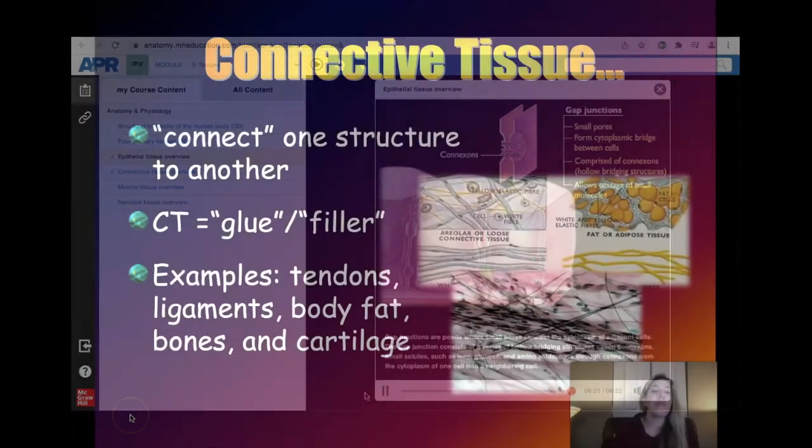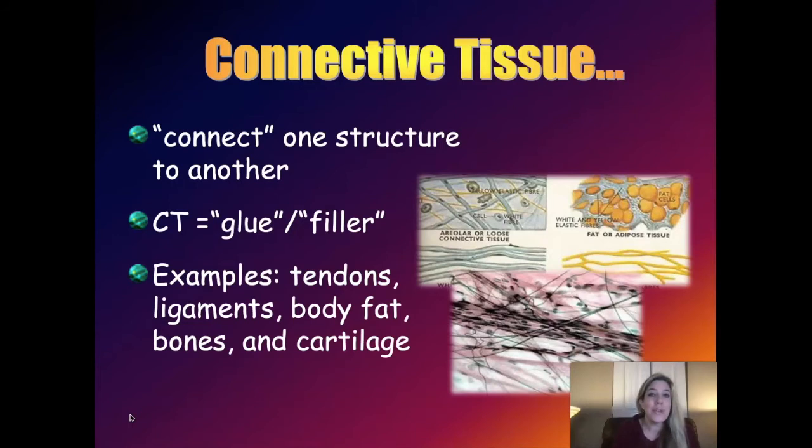So we've gone through epithelial tissue, and you learned that there are several categories of epithelial tissue. So hopefully by now you can look at a histology slide and right away tell what kind of epithelial tissue you're looking at. Well, we're now ready to go on to connective tissue.